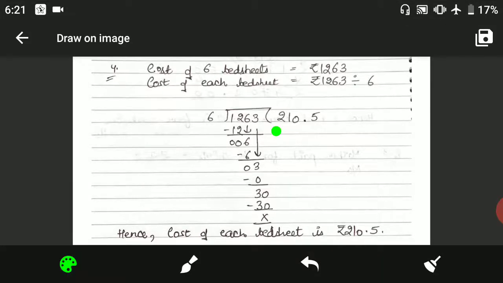6 2s are 12. So I have written 12 down of 12. Then I will take 6 down. Again 6 1s are 6. So I have written 1 over here and 6 down of 6. Now 6 minus 6 is 0. Now I will carry forward 3. In the 6 table, which number comes smaller than 3? 0. So I have written 0 over here. Clear? And 0 here. 3 minus 0 is again 3.